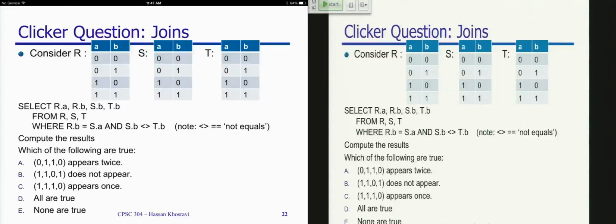Now, what are the conditions? The condition says that you want R.B to be equal to S.A. So second column of R and first column of S, you want that to be the same. And you want S.B, the second column of S, to be different to the second column of T.